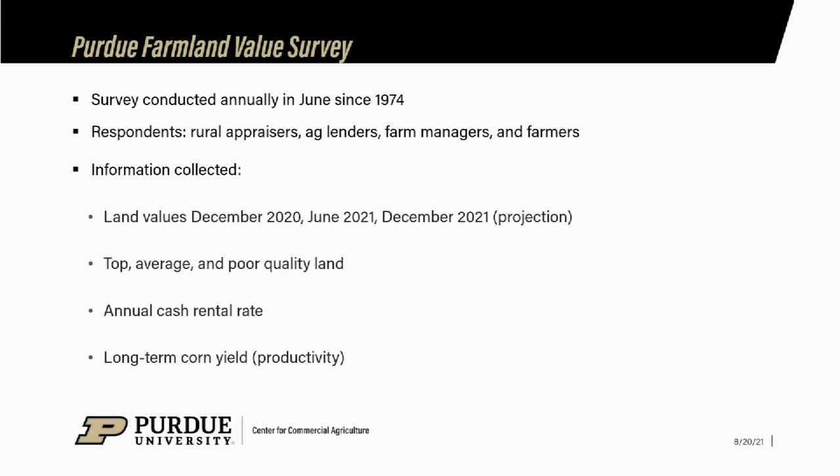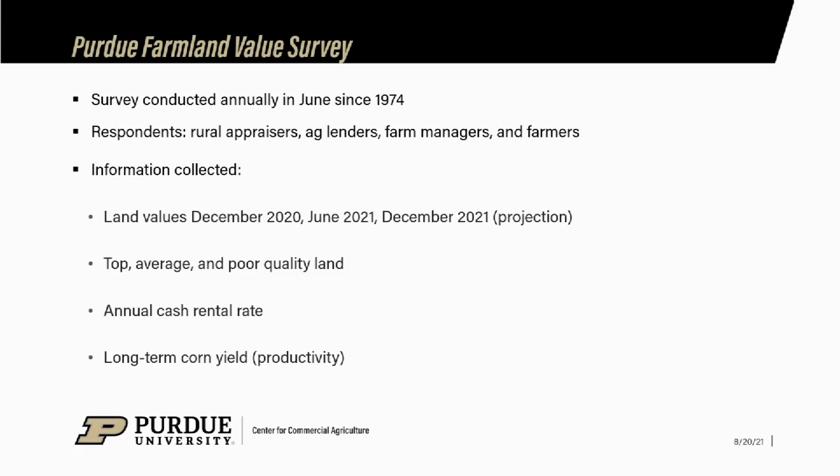And we do this to collect information about market conditions, specifically prices is a big part of it, but also what are the drivers, what do they see as the big things happening in the farmland market. And so we ask them predominantly about farmland prices when the survey is conducted in June, as well as the previous December, and when they make some projection of where they see it at the end of the year, at the end of this December. And we ask about 3 different land qualities, so top, average, and poor quality, and that's based on soil productivity.